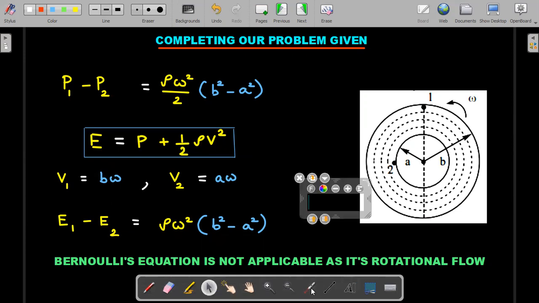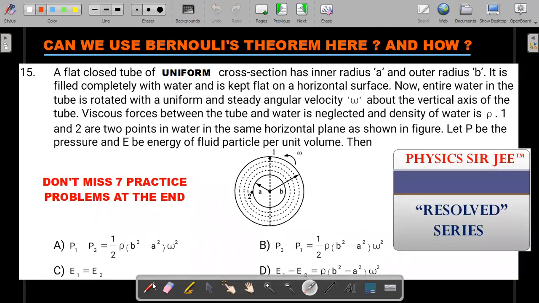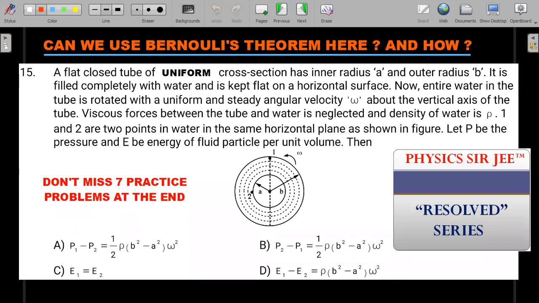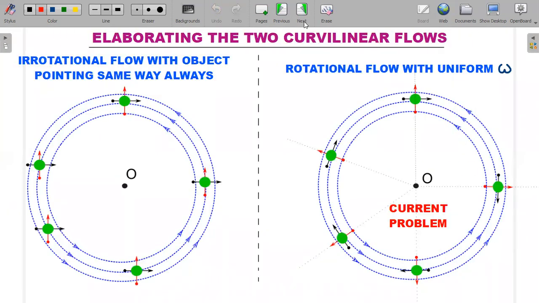Okay, so let me mark the option now, and then we'll move on to the practice problems and some of the video sources I wanted to give you to get a feel of this rotational and irrotational flow. So just stay there. Okay, right. So P1 minus P2 is half that thing, and E1 minus E2, this. So just in case you have marked option C or B, then you maybe were misguided in concept, and I hope the video of the resolved series was helpful in clarifying that misconception.